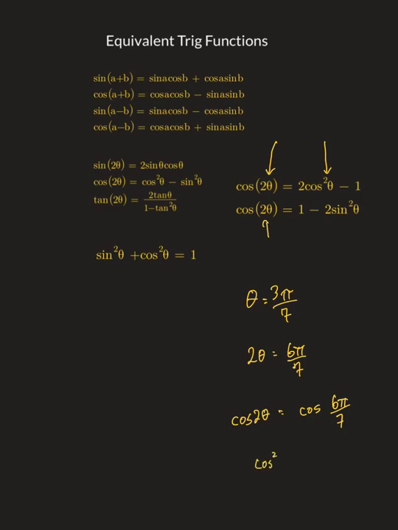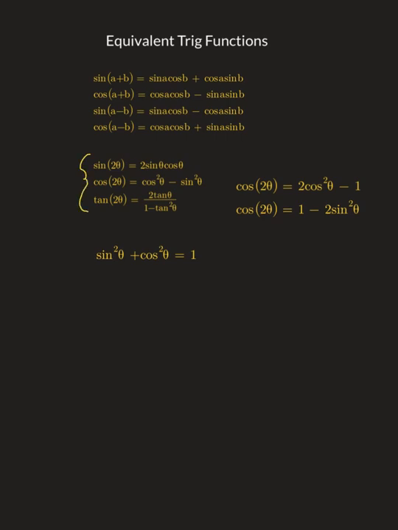Whereas cos squared theta, totally different, is going to equal cos of 3 pi by 7 times cos of 3 pi by 7. Okay, so cos squared theta is cos theta times cos theta. So just be really careful. There's a huge difference between squared and times 2.